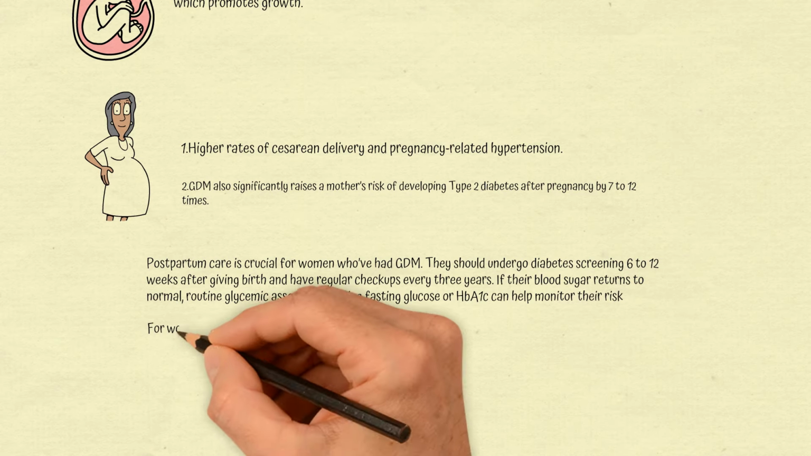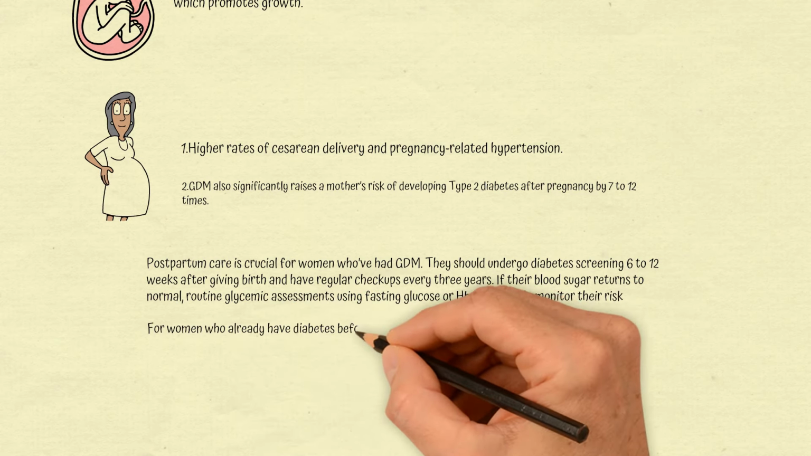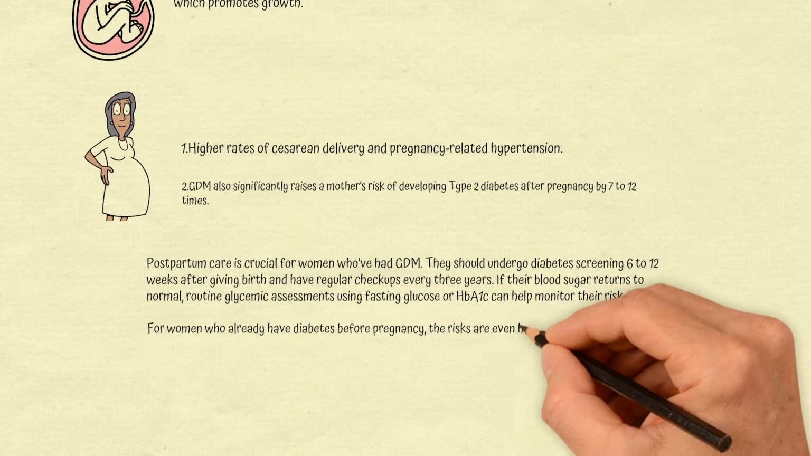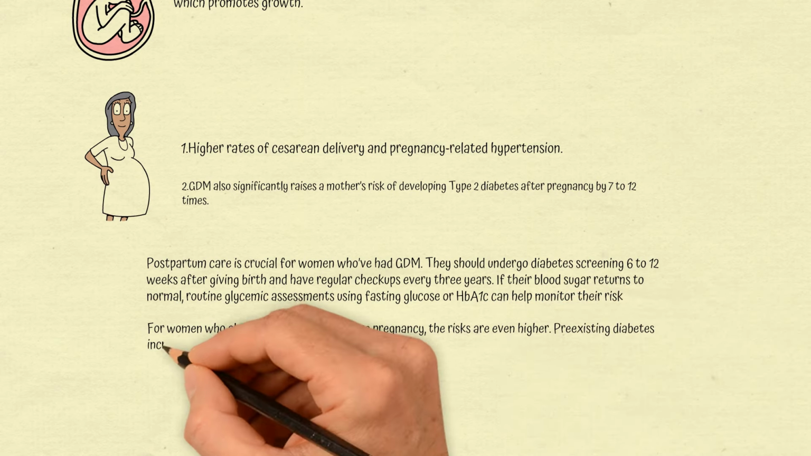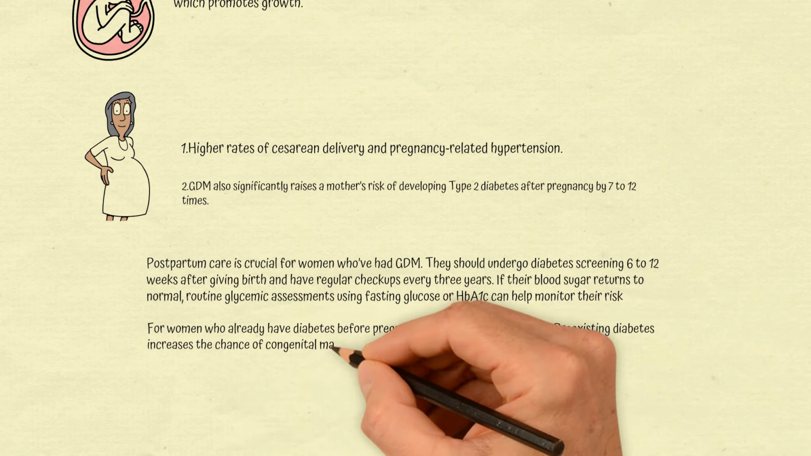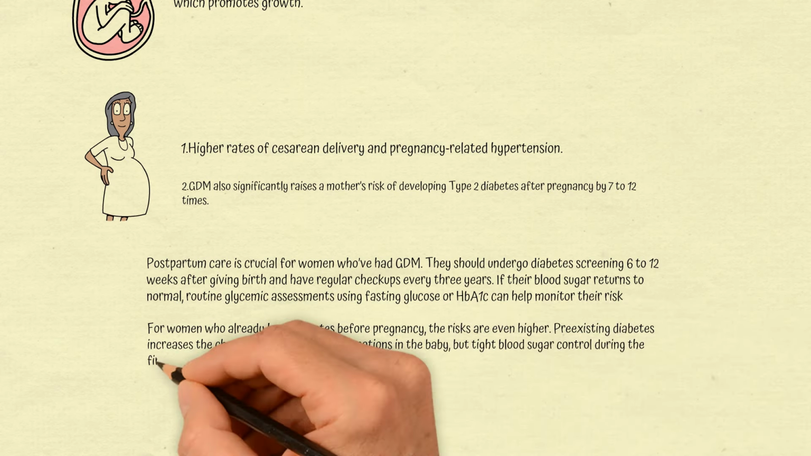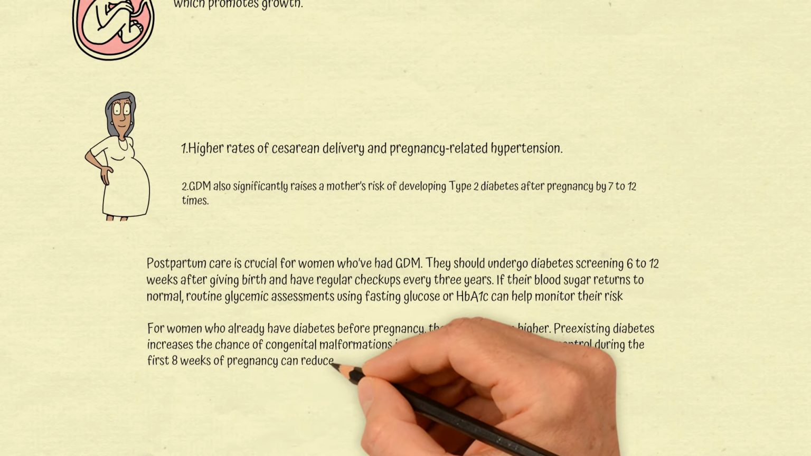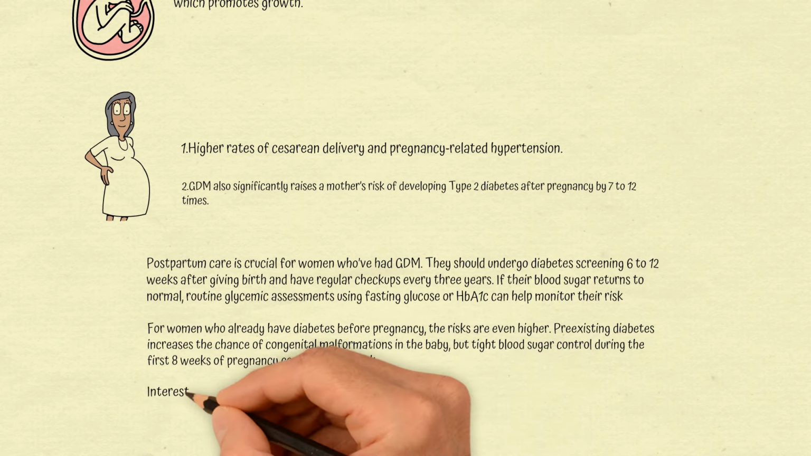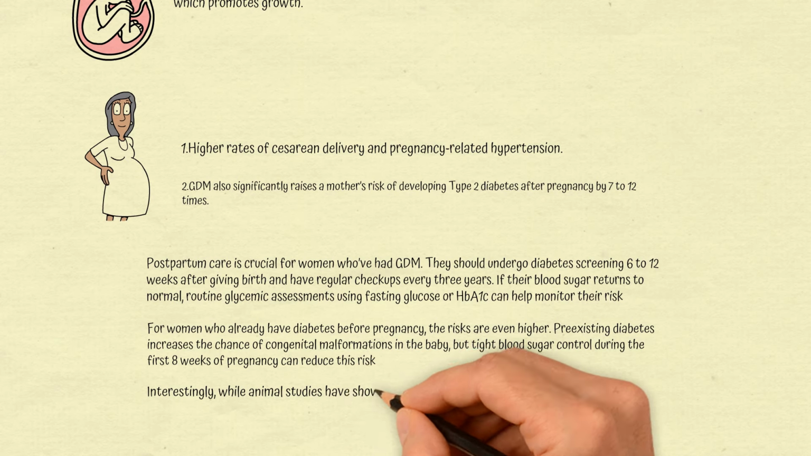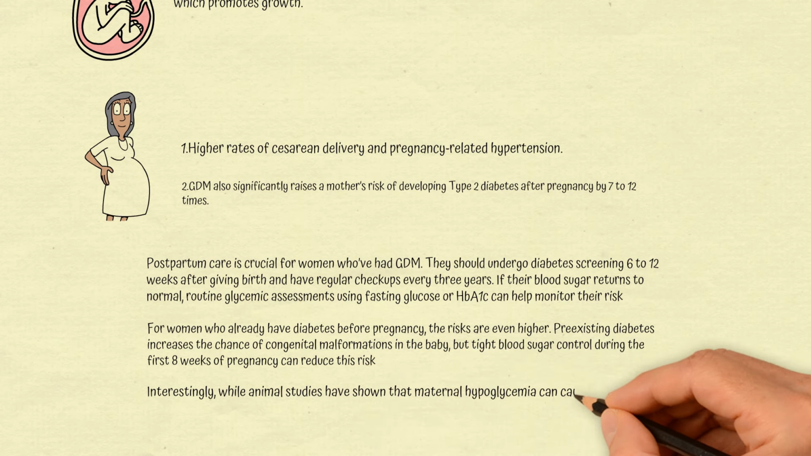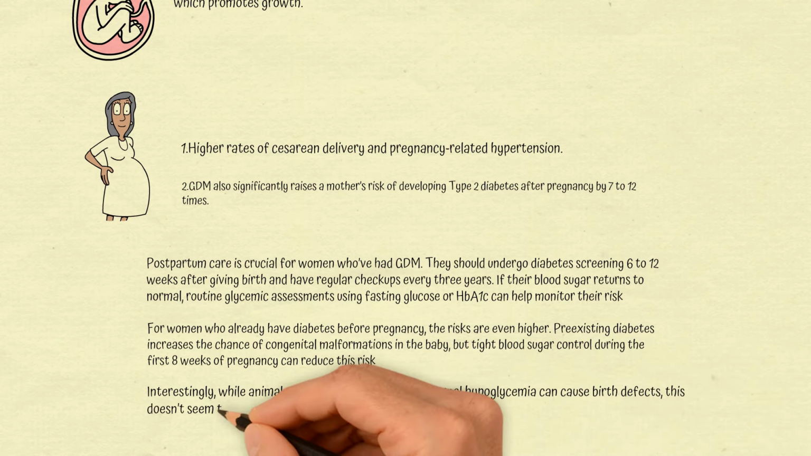For women who already have diabetes before pregnancy, the risks are even higher. Pre-existing diabetes increases the chance of congenital malformations in the baby, but tight blood sugar control during the first 8 weeks of pregnancy can reduce this risk. Interestingly, while animal studies have shown that maternal hypoglycemia can cause birth defects, this doesn't seem to apply to humans.